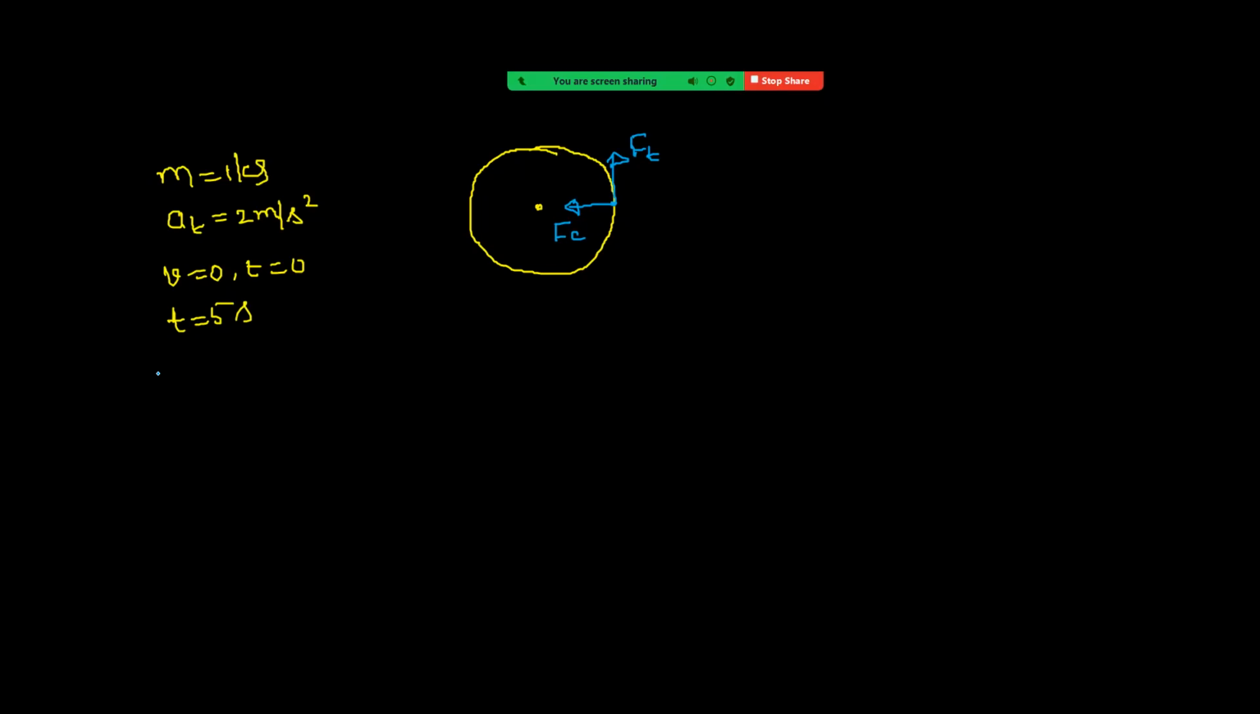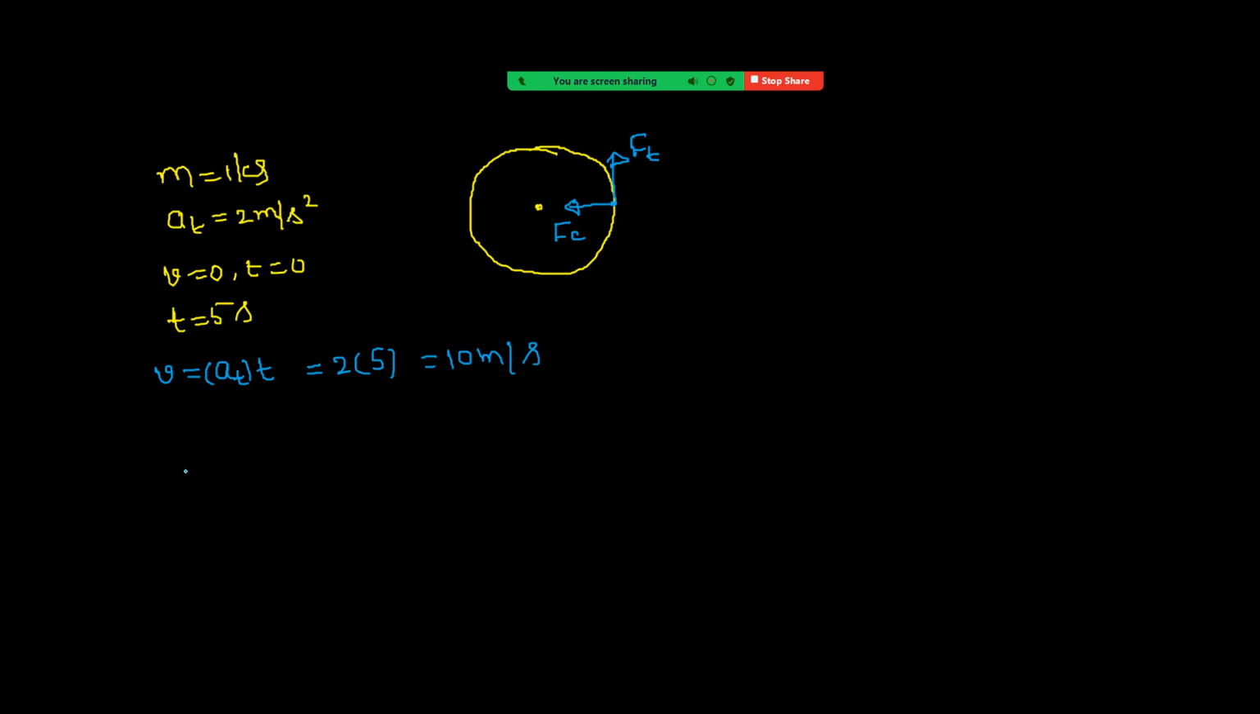So speed equal to, since acceleration value is constant, we can write directly a into t. So using the relation v equal to u plus at. Okay, u value 0, a is 2, and t value is 5 seconds. 2 into 5 is 10, so 10 meter per second. That is speed at t equal to 5 seconds.